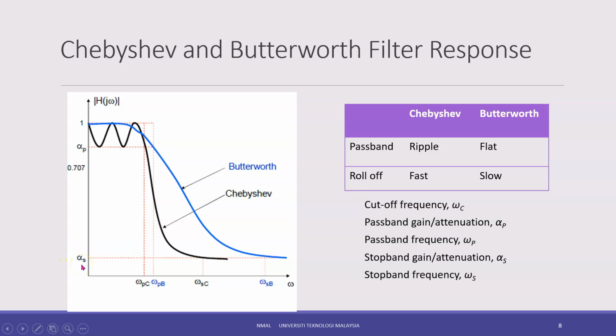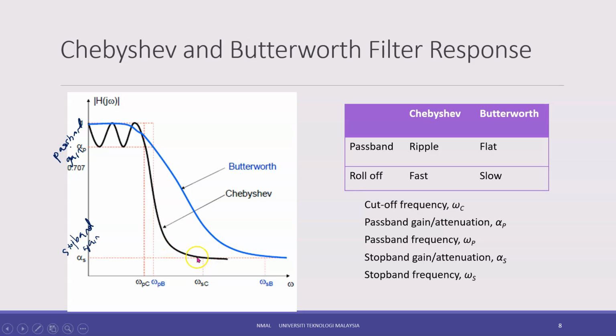Alpha S here is stop band gain or attenuation. So this is pass band gain, and this is stop band gain. To remember, just remember S and P. P here refers to pass band, S here refers to stop band. So alpha S refers to the stop band gain or attenuation.